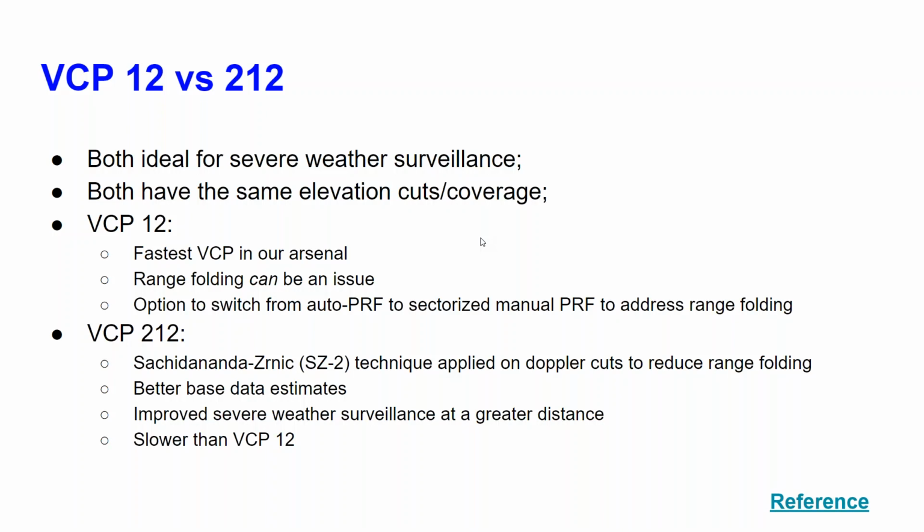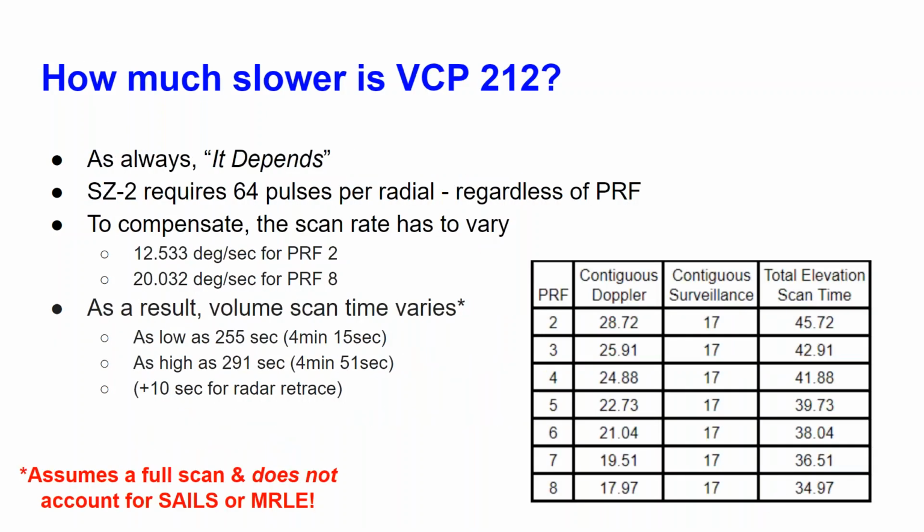So we know VCP-212 is a little bit slower, but how slow is slow? And as always, the answer is it depends. So the ZC2 requires 64 pulses per radial, regardless of PRF. So if you remember with the VCP-12, and we talked about PRF earlier, your PRF changes based on what number of PRF you're on. So if you're on PRF 8, you have a lot of pulses going out of the radar. If you're closer to PRF 4 or lower, you have a lower number of pulses going out. Well, it's not variable in VCP-212. It requires 64 pulses per radial, regardless of PRF.